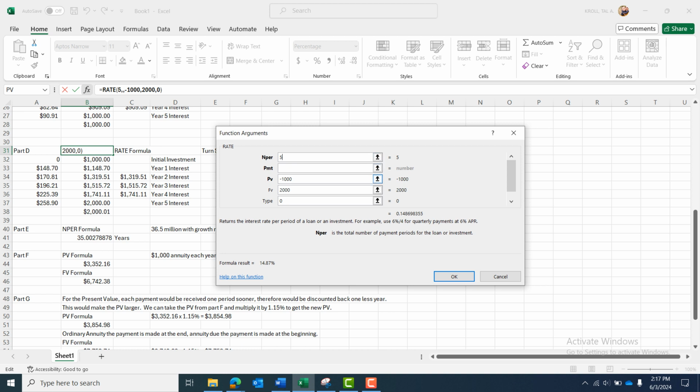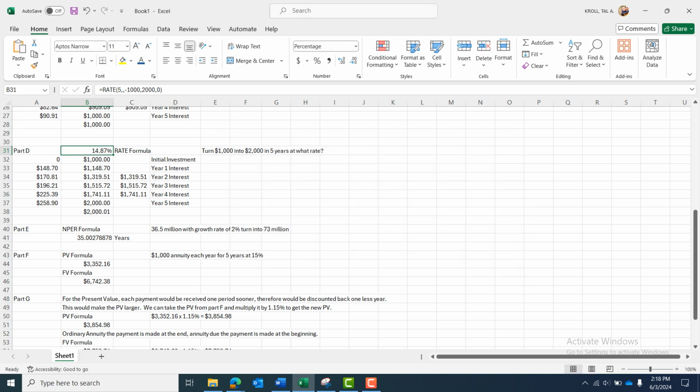You know you presently have $1,000 that you're paying in towards this. You want to turn it into $2,000. There's nothing in the payment PMT box because we're not making annual or monthly payments. We're just having a lump sum here. And then I always defaulted to 0, that the interest would be earned and accrued at the end of the period, unless it says otherwise. And it calculated that rate for me.